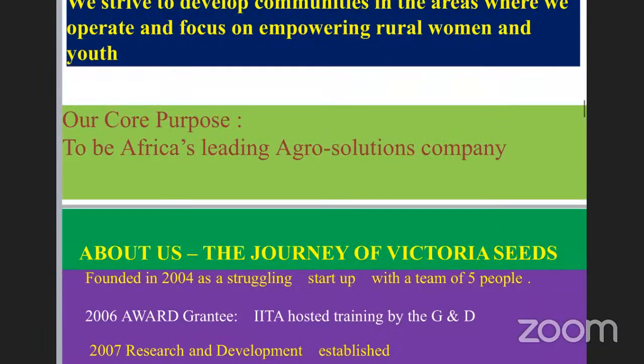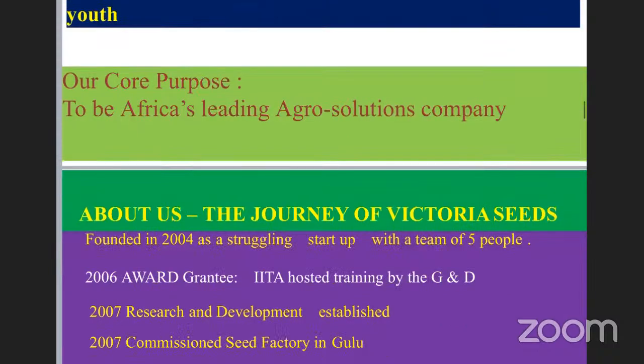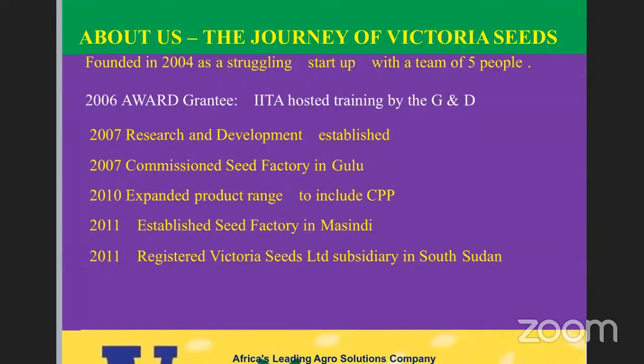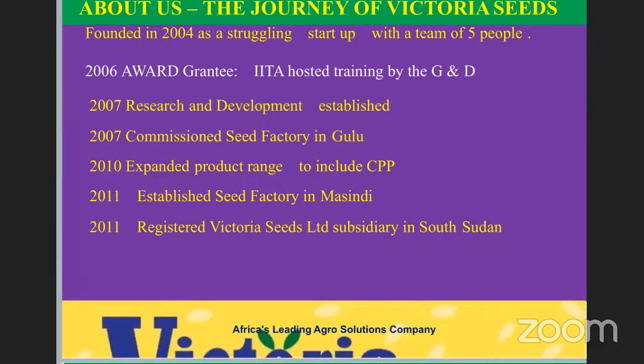So of course, our core purpose is to continue to grow as a business, working with communities, and be one of Africa's leading agro solutions company. So this is just to tell you about our journey. We started in 2004 as a struggling startup with a team of five people. And then we were able to establish a research and development center at Kawanda, and later commission a seed factory in Gulu. Actually, I was privileged to get the first lady to commission it.